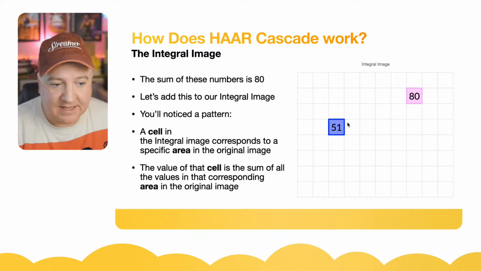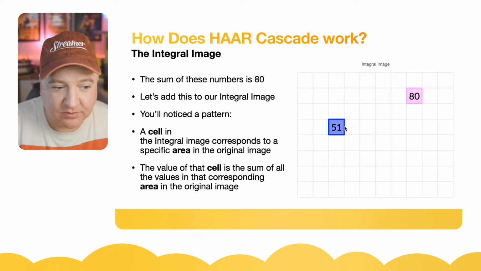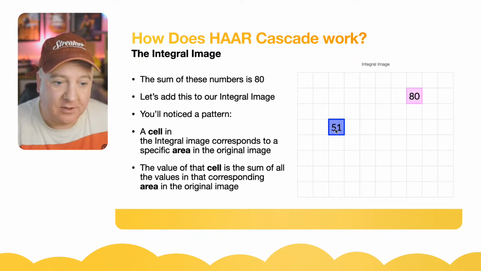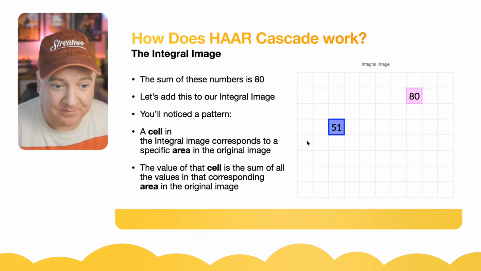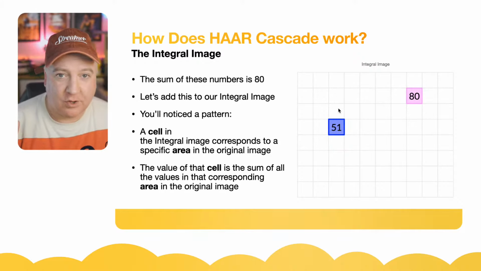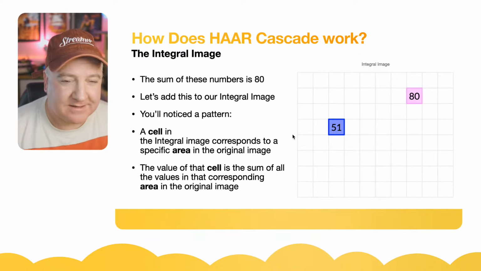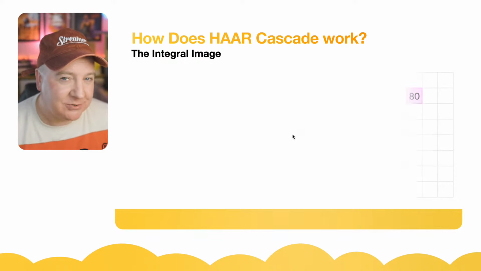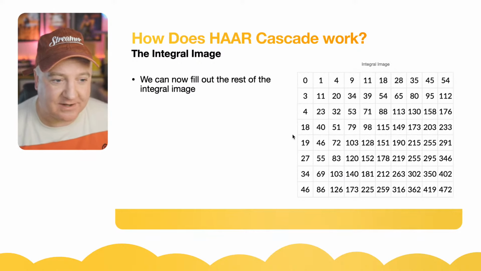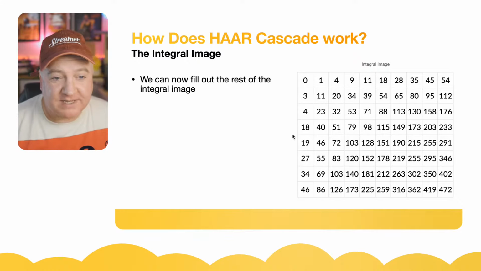A cell in an integral image corresponds to a specific area in the original image, and the value of that cell is the sum of all the corresponding pixels in that area, in that rectangular area going from the very bottom right edge to the top left. That's going to allow us to do some very quick maths in a second. So we can now fill the rest of our integral image up.